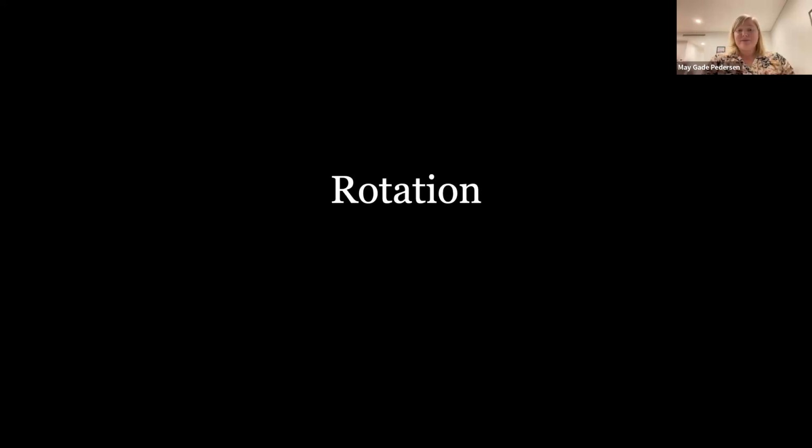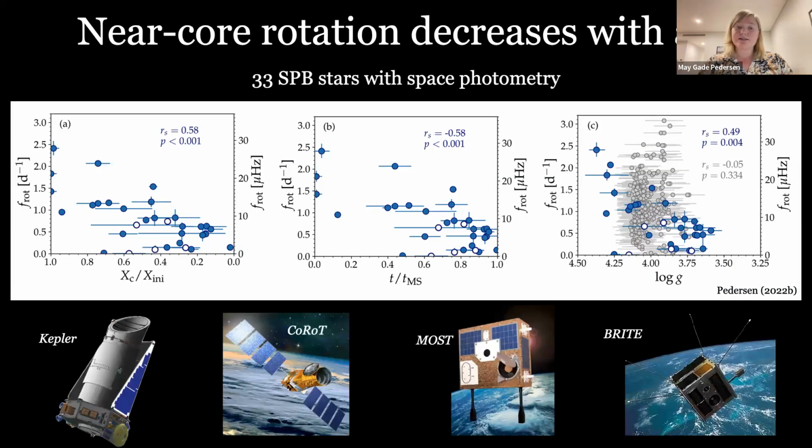For this step of the analysis, we increased the sample of SPB stars, including stars also studied using other telescopes, and independent estimates of the interior rotation rates for these stars. So in this case, we have a sample of 33 SPB stars, where we studied what happens to the interior rotation of the stars as they evolve along the main sequence.